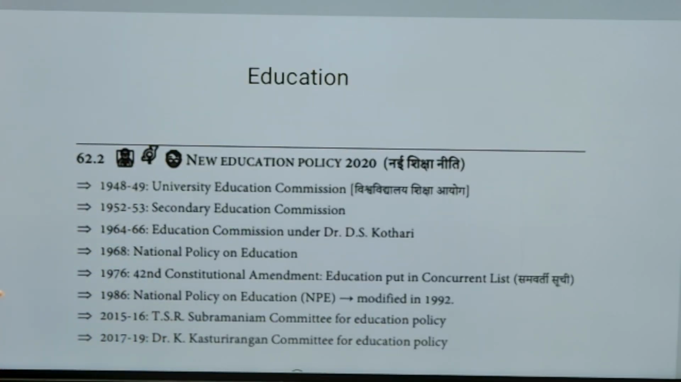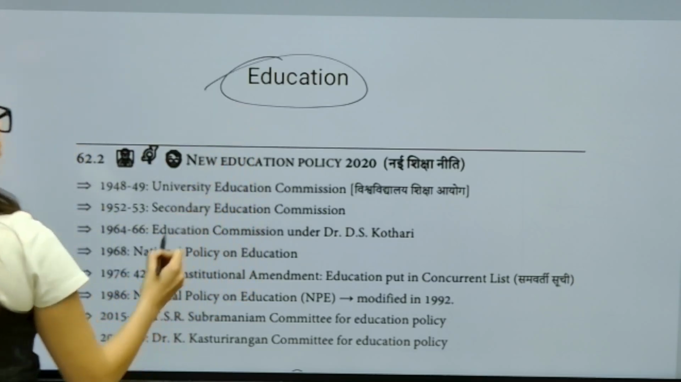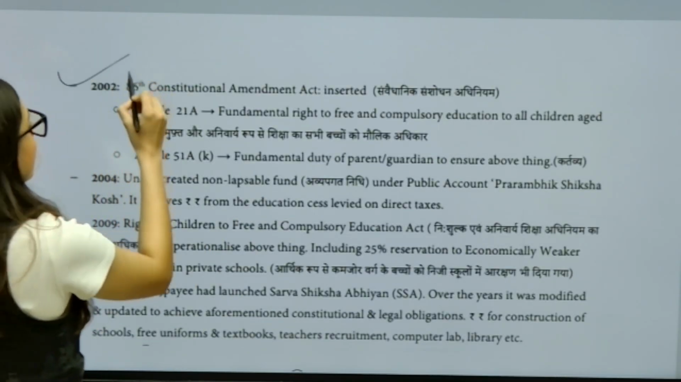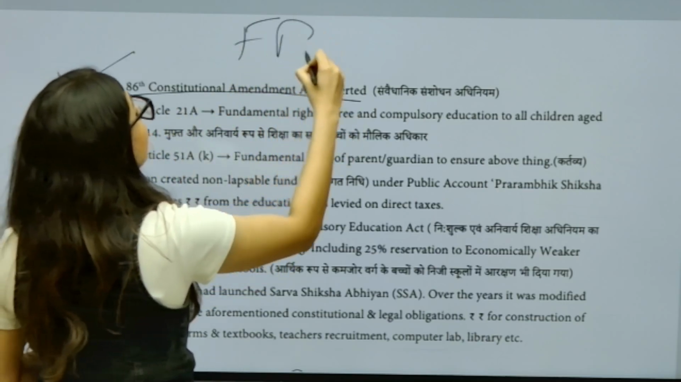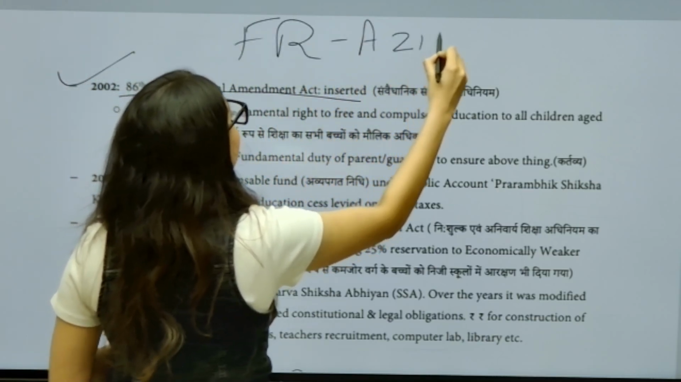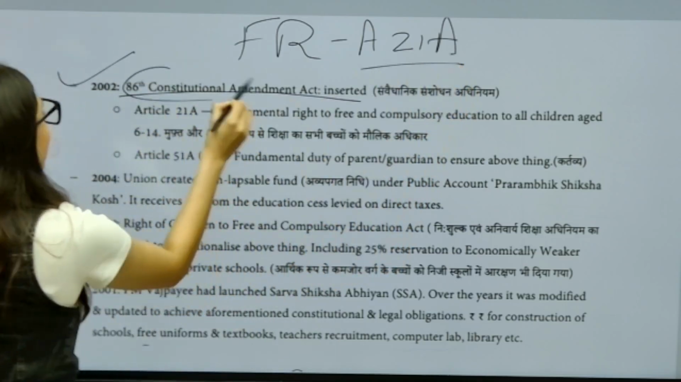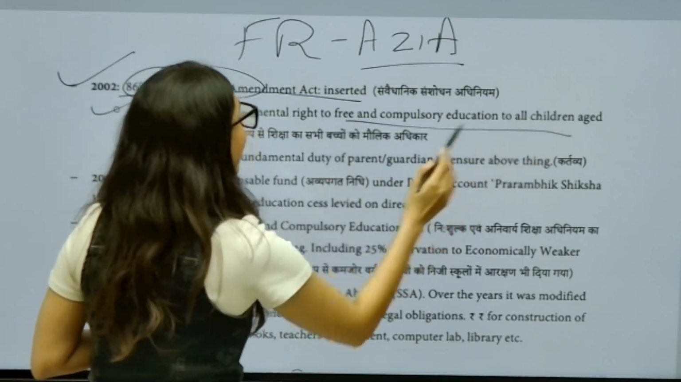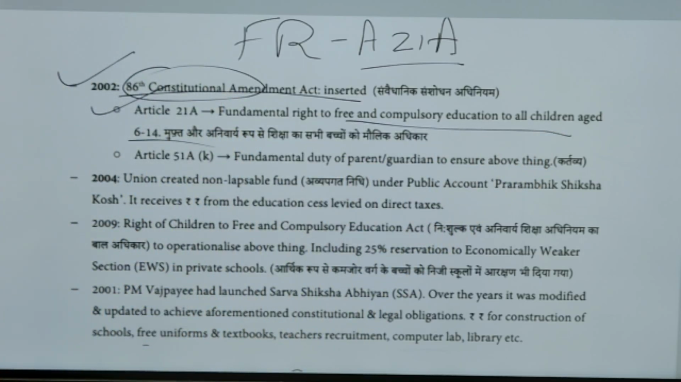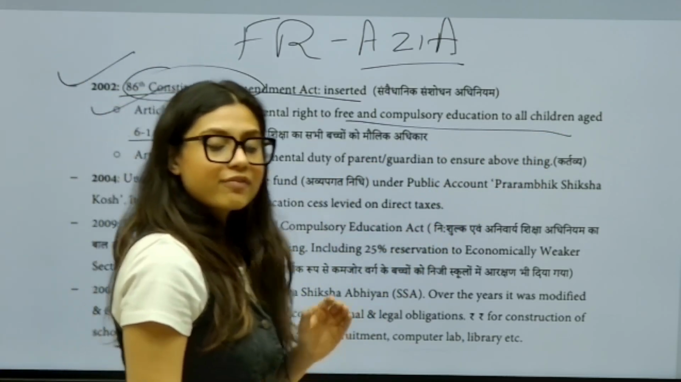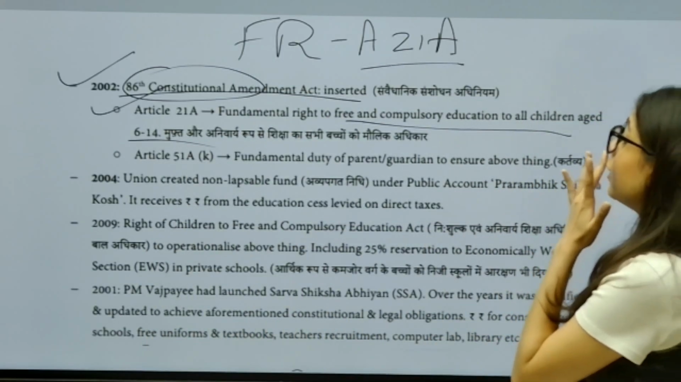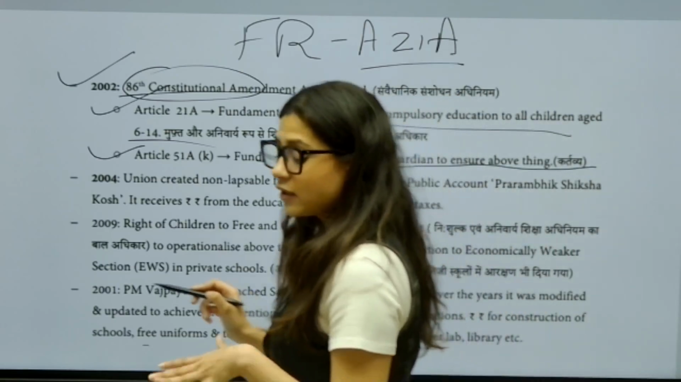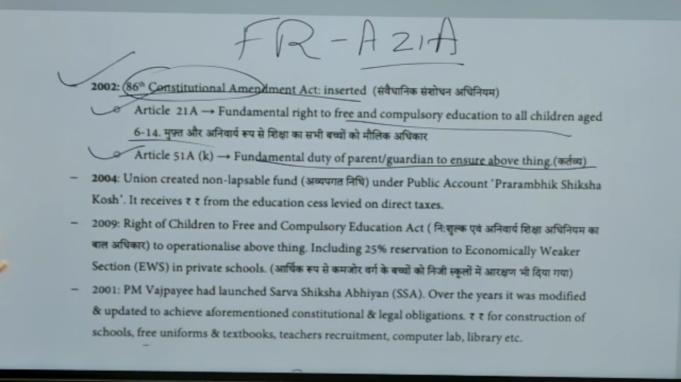And the last indicator is education. Education is your fundamental right under Article 21A of the Constitution, added by the 86th Constitutional Amendment Act. It is your right. Till the age of 14 you will get free and compulsory education if your parents cannot afford it, and it is a fundamental duty of your parents or guardian to provide you education.